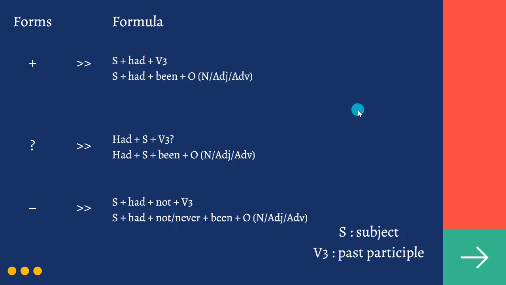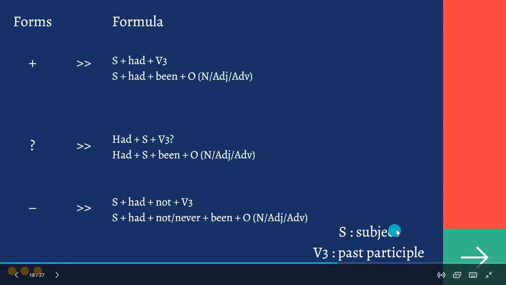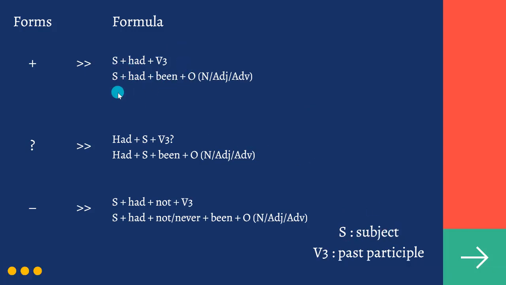Okay, this is the formula. The formula of the positive sentence is subject, had, and verb 3. And as you can see, it's the same as the present perfect tense, where verb 3 is the past participle. This is for the verbal sentence, and then the nominal sentence is subject, had been, plus object. The object could be filled with noun, adjective, or adverb.